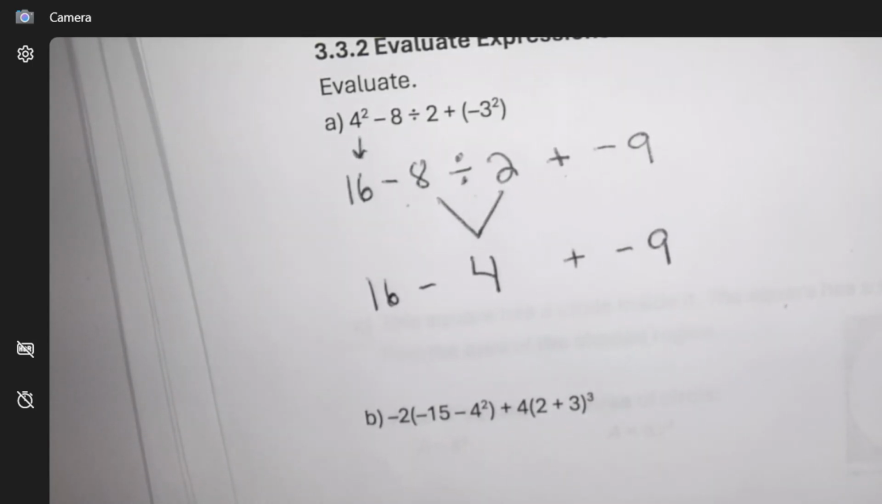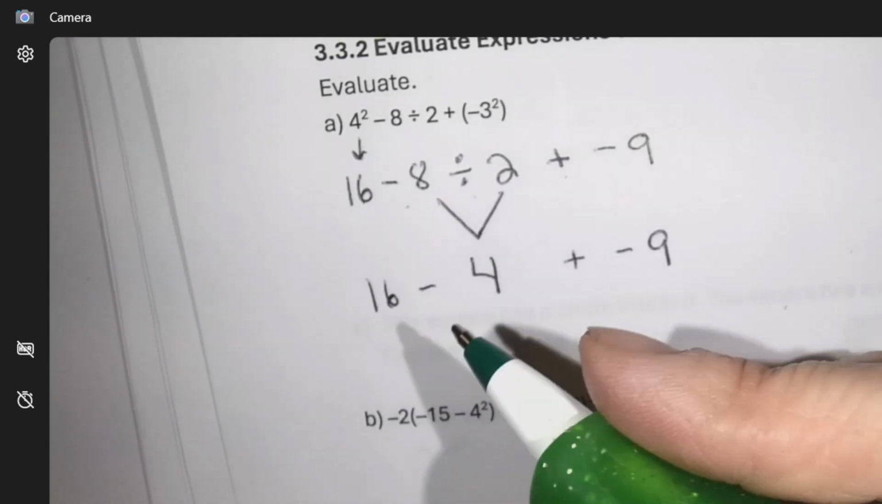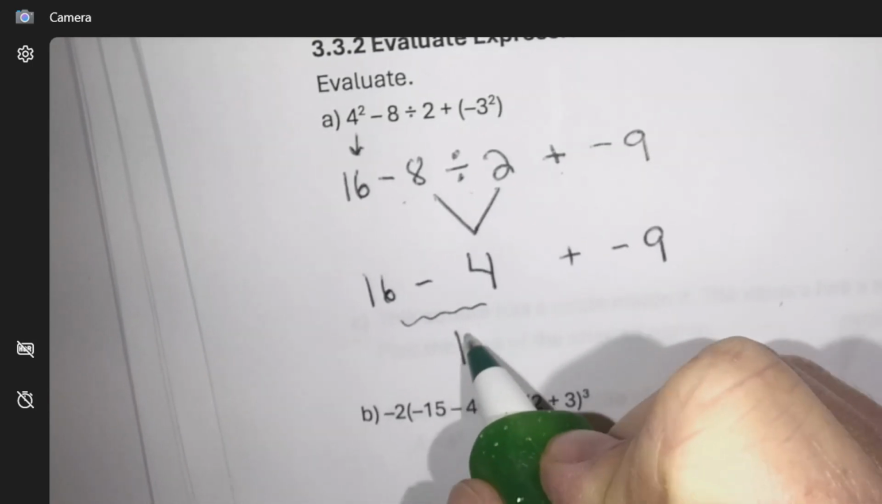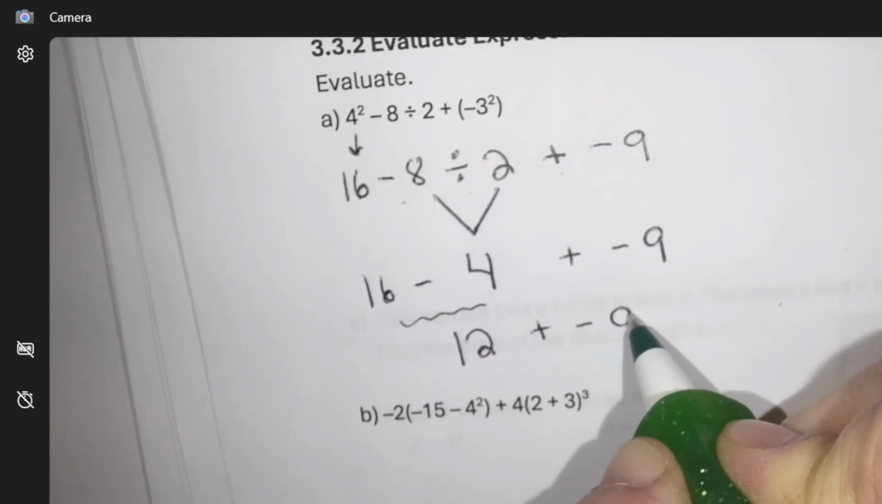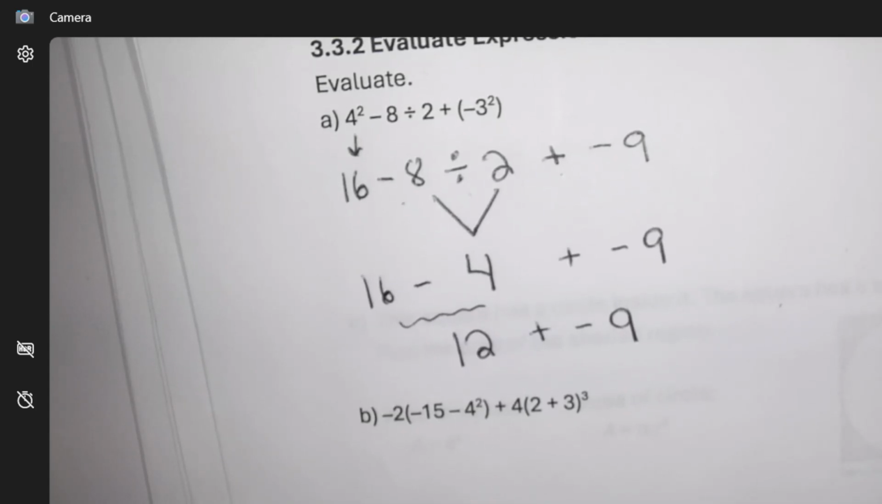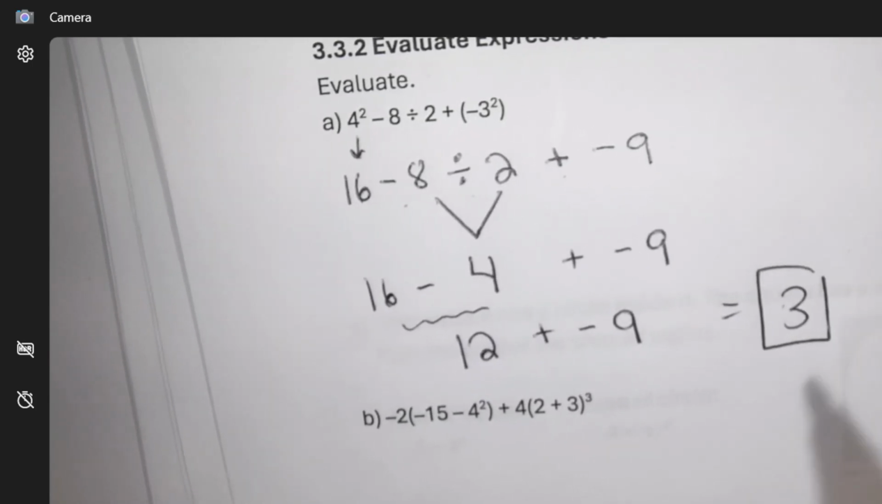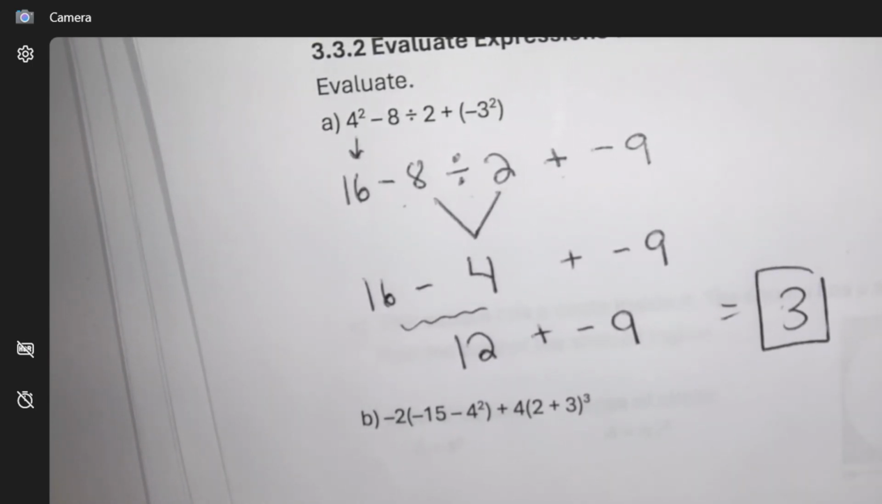Now we have a subtract and an add. Does that matter? No. Right to left, left to right, it doesn't matter, so you can pick. We could do that first. 12. Subtract 9. 12, add a negative 9. Same idea as 12 subtract 9. 3. 3 is your answer.